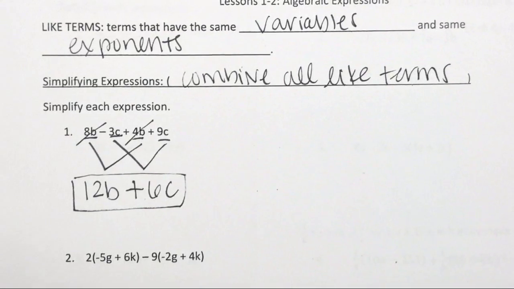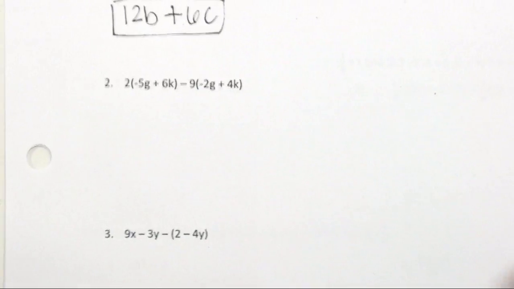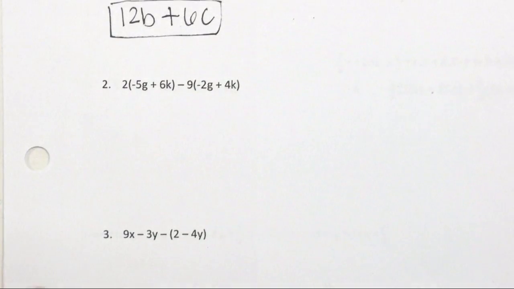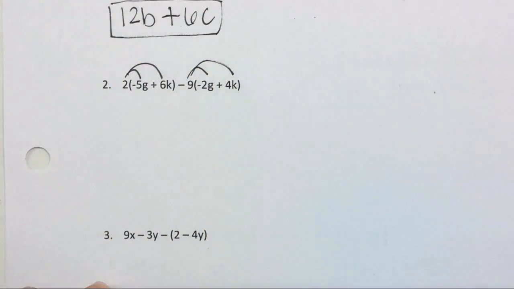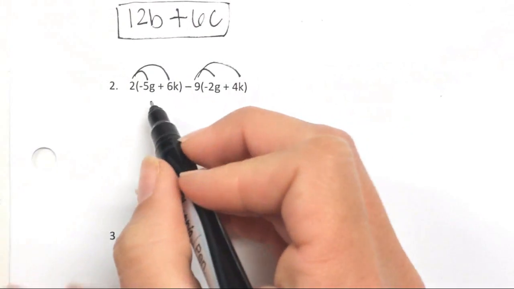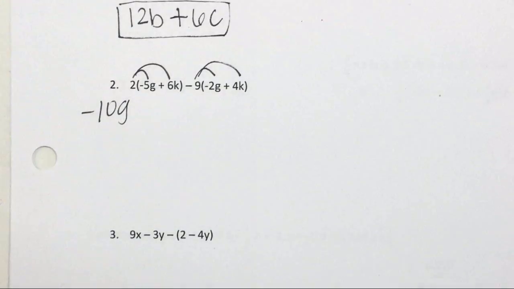Alright, so moving on to the next one. What do you think we're going to have to do first? Distribute. Distribute what to these two? And not 9. Good. So tell me what this is going to be first. Negative 10g. Question. How come we can multiply 2 and negative 5g when 2 doesn't have a g? Because you're multiplying. You're not adding them together. Good. We're not adding or subtracting, we're multiplying, which you can do.